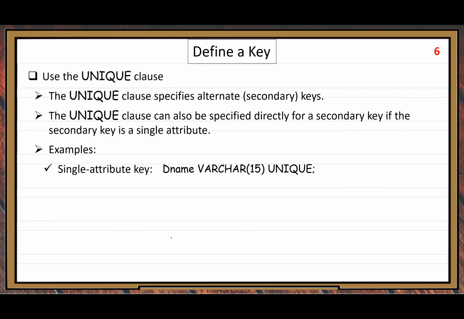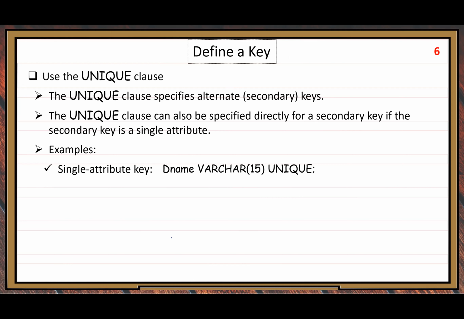DName. This example comes from the company database. DName, department name. Some places we call it DName. DName varchar 15 unique. That is a uniqueness constraint. So then that's a key field, but not a primary key field. It's a key field. Okay, unique.